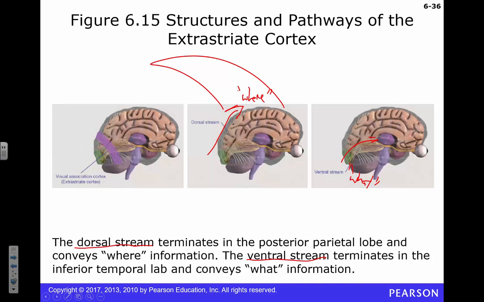Now, folks can have brain damage in only one of those streams. Someone may have damage to their what pathway, and they can no longer identify certain objects, but they can tell you exactly where they're located. Their location ability has not been altered. Some folks can have damage in the dorsal, where pathway. They have difficulty telling you where things are located in their visual space. They have difficulty moving around in their environment, but they know what's there. They just don't really know where it's located. Things seem out of place or out of order.